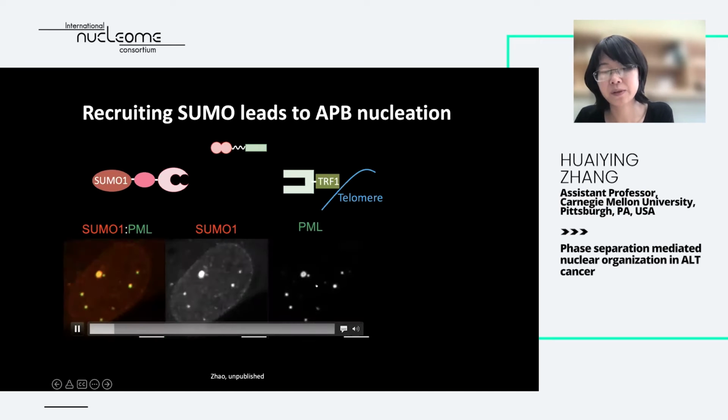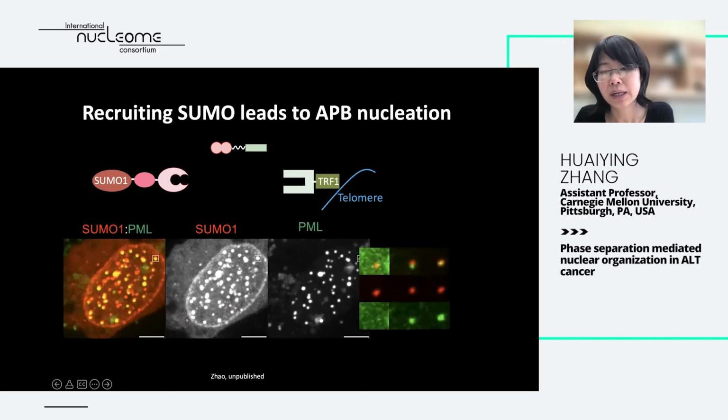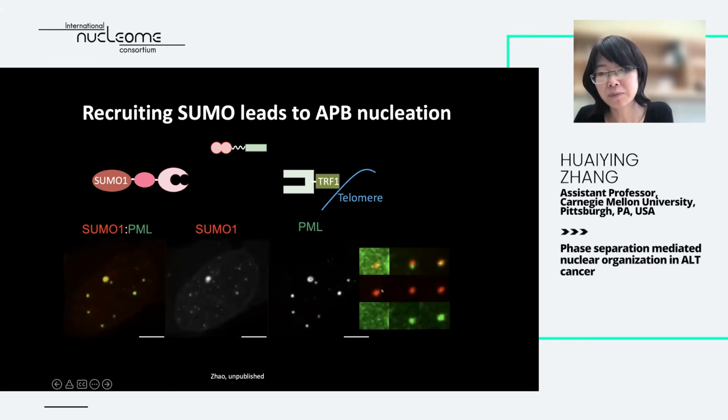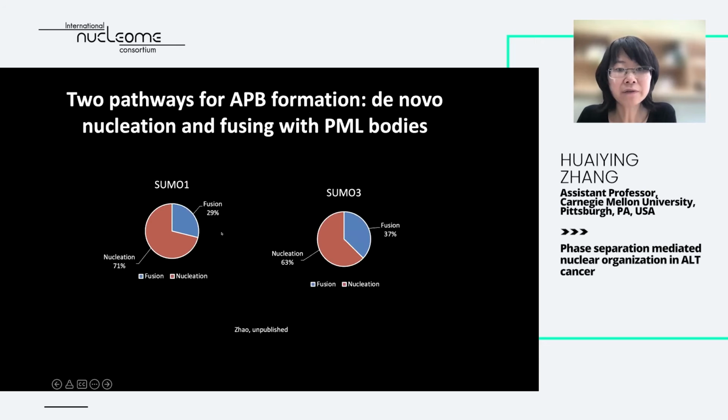You can see the number start to increase. And as shown here in this one, we can see that a SUMO enriched telomere will gradually grow a PML body on that telomere. So we can quantify this, and we see the majority of the APBs are formed with nucleation in this case. There's still fusion, meaning that there are still SUMOylated telomeres that can fuse with existing PML bodies to form APBs. So there are actually two pathways for APB formation. Both can coexist: de novo nucleation, or fusion with the existing PML body.